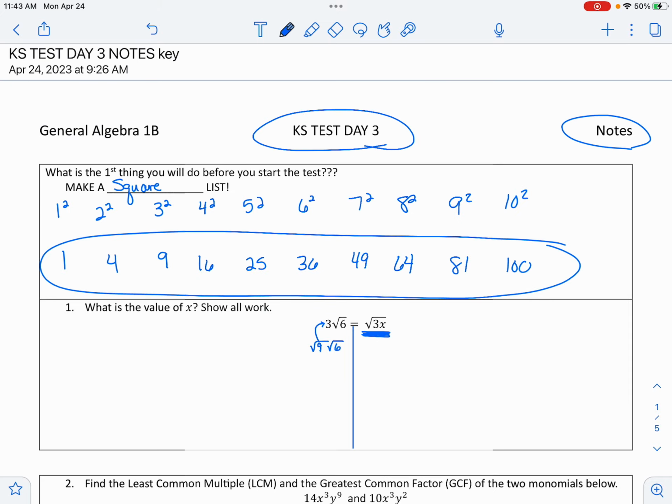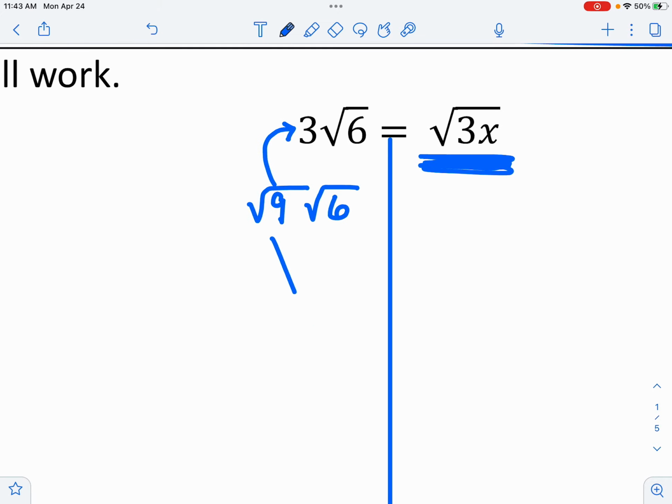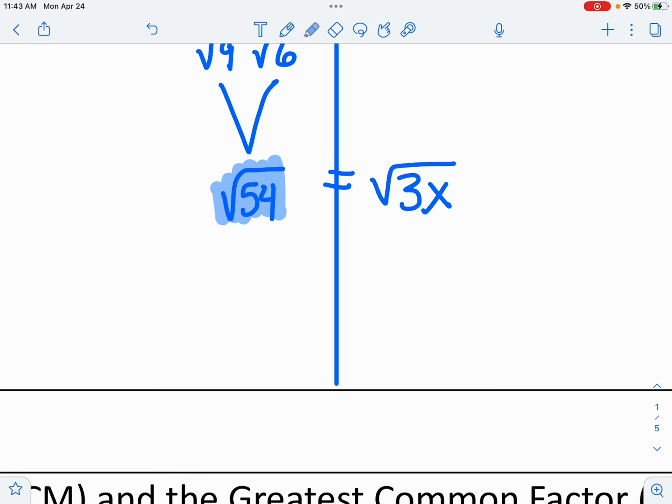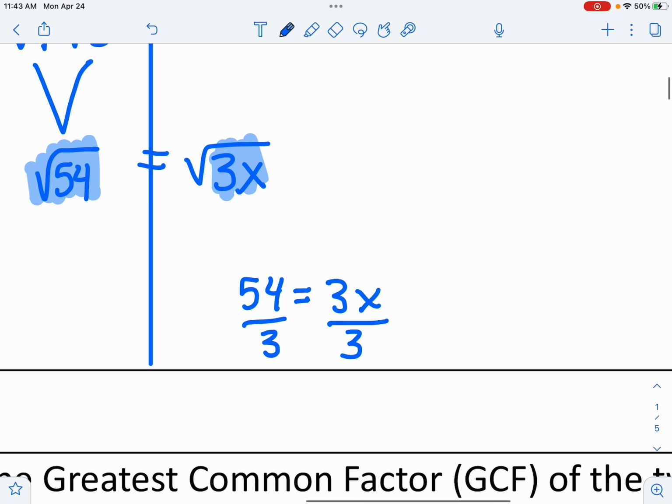And then you can use your list to work your way backwards. And then these two would have been joined up to be the square root of 54. So the problem, unsimplified, is the square root of 54. We had to work our way backwards. So the question is, what value of x would give us the square root of 54? So we're going to say, okay, I guess 54 has to be the same as 3x. Divide by 3, x would be 18.